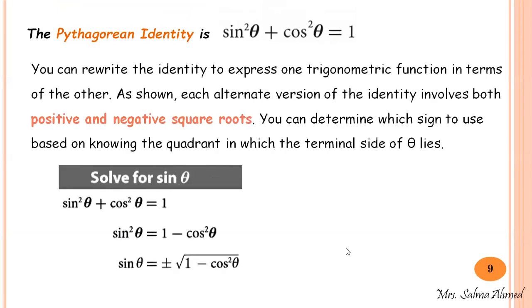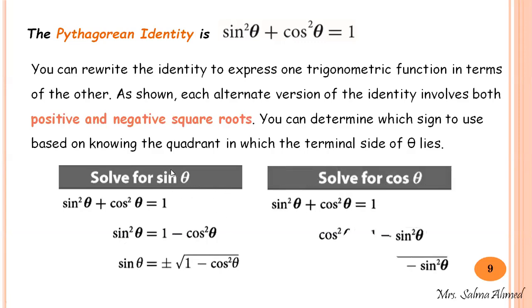Let's start if I need to find sine theta. So sine squared theta plus cosine squared theta equals 1. I'm going to isolate the sine squared theta and get the cosine squared theta on the other side with a negative sign. Take a square root for both. It will be sine theta equal positive or negative root 1 minus cosine squared theta. So here I can get the sine theta.